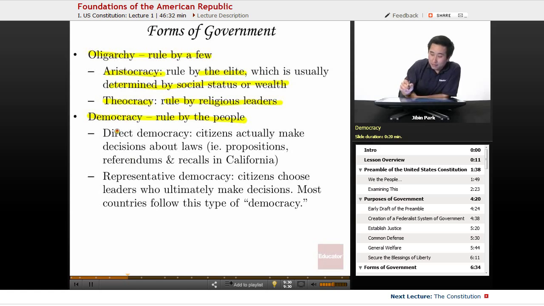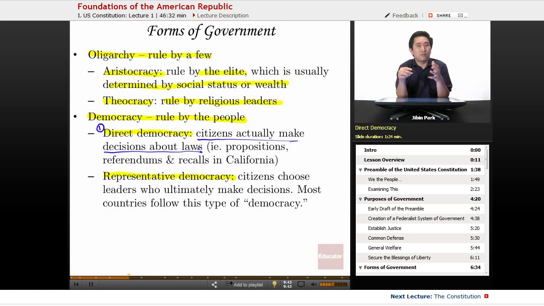And there are two different types of democracy: direct democracy and representative democracy. So what is that? Direct and representative. Direct democracy is where the citizens actually make decisions about laws. This is the type of democracy where if there are 10 people, all 10 people decide. With a small group of people, that might be fine and good. But what if you have 10,000 people? What if you have 10 million? Then the idea of having direct democracy becomes very inefficient and pretty ludicrous.